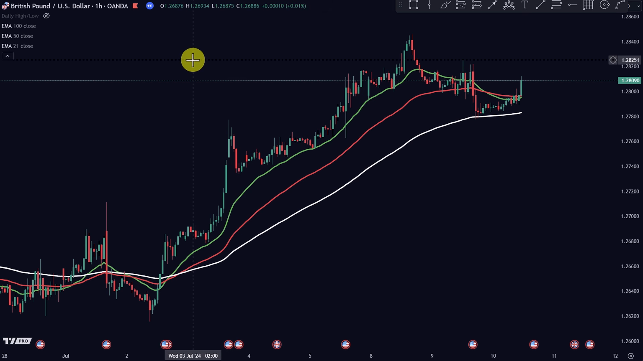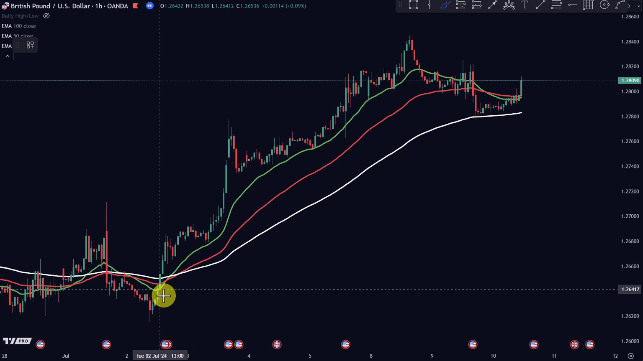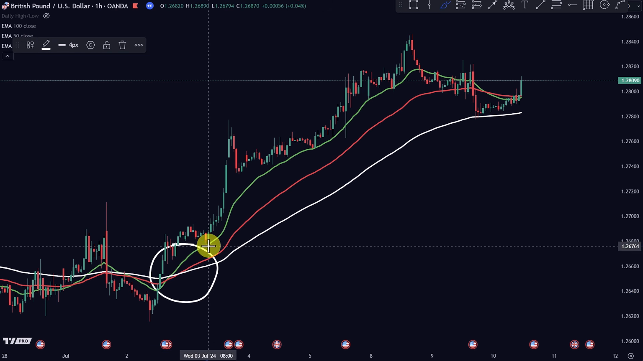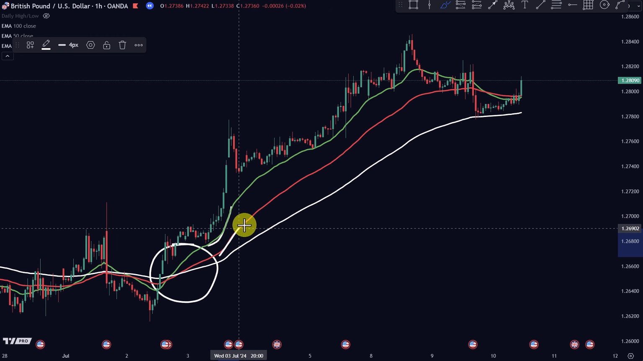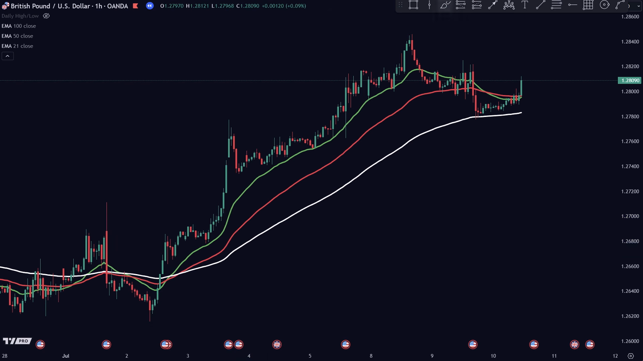This strategy can be used in many different ways. You can really make your own strategy out of it by changing your rules and changing the settings a little bit. You can use higher time frames in combination as well. You can use other tools. So here what we can see is the moving averages crossed into bullish mode. We have the 21 above the 50 above the 100. So this is the bullish mode that we're looking for.